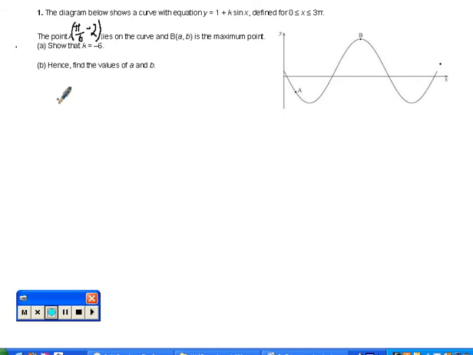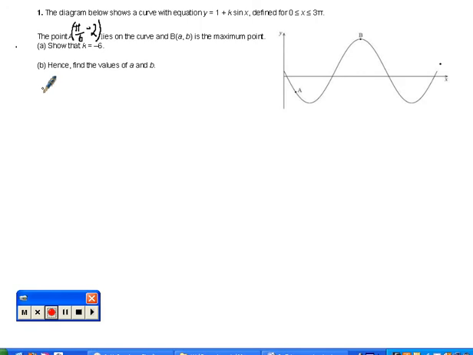This is question 1. I have put in the coordinates for the point A at pi over 6, negative 2. Pi over 6 is a nice angle, and that's something that should attract your attention when you see it, remembering that pi over 6 radians is 30 degrees, and it has some nice exact values for the sine, cosine and tangent.